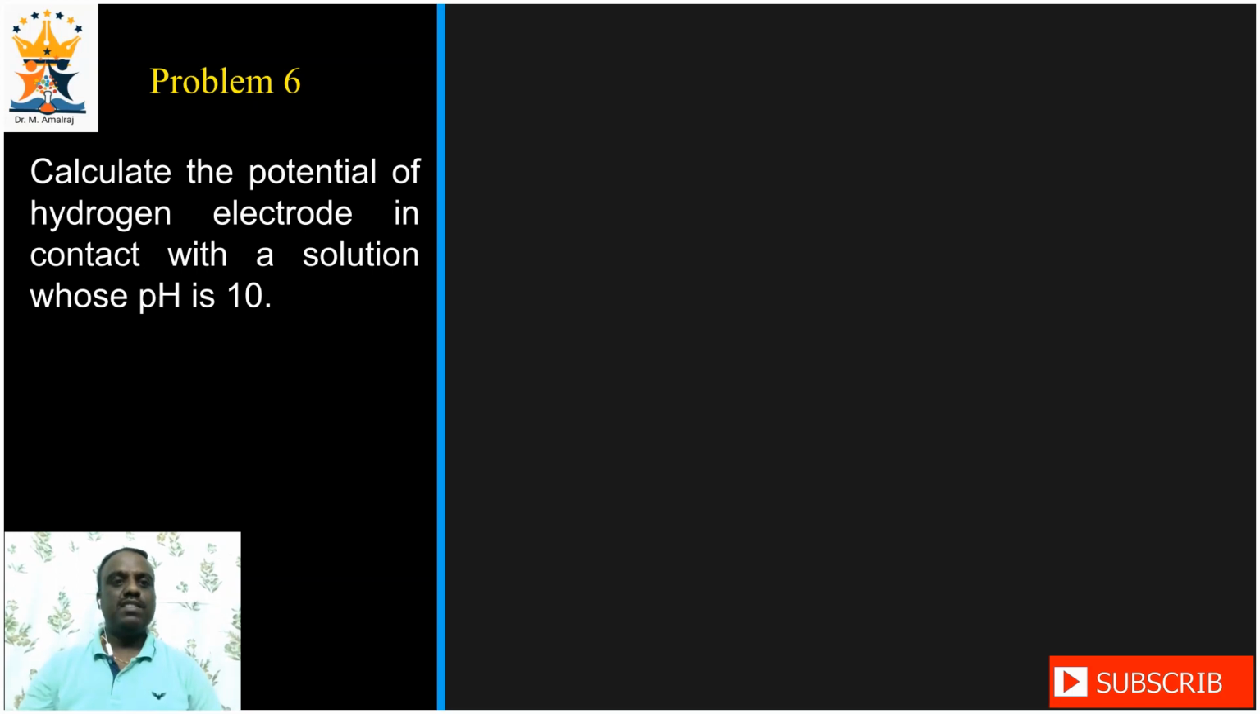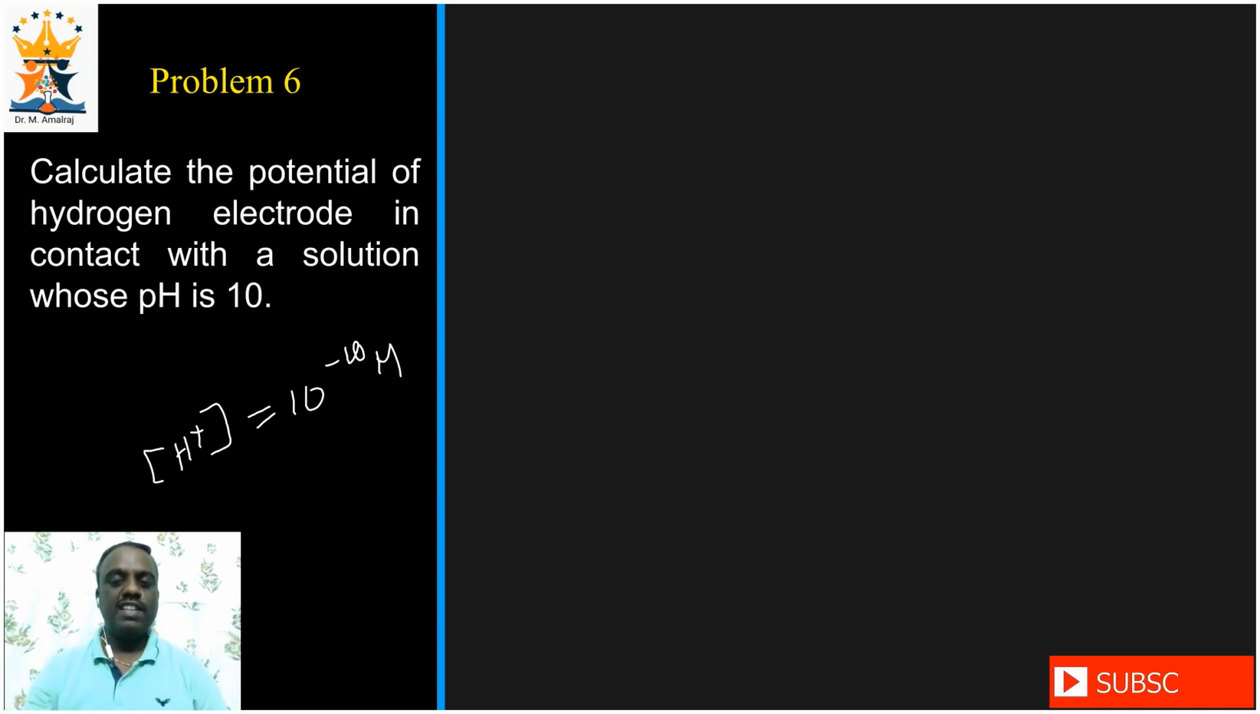The next problem is: calculate the potential of a hydrogen electrode in contact with a solution whose pH is 10. This is one of the most frequently asked problems in competitive examinations. Remember, in the standard hydrogen electrode, the platinum rod is dipped in 1 molar sulfuric acid solution, but here it is dipped in a solution whose pH is 10. That means the concentration of H plus ion will be 10 to the power minus 10 molar, which is much lesser than the 1 molar standard condition.